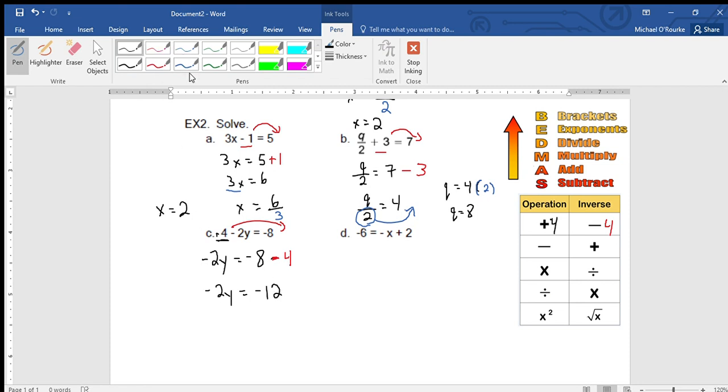So now we have to get rid of this. Now we have this to get rid of here. Right now that's a multiply. So let's move it over. If it's a multiply by negative 2 on this side, when it goes over the other side, it's going to be divide by negative 2. So we're going to have y equals negative 12 divided by negative 2. So y equals 6.